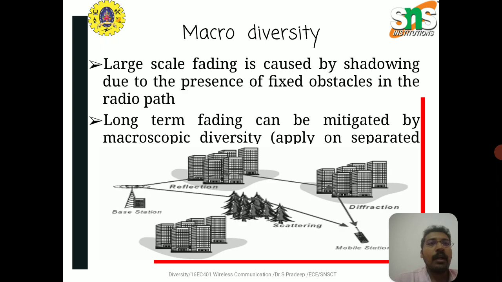Macrodiversity. Large scale fading is caused by shadowing due to the presence of fixed obstacles in the radio path. Long-term fading can be mitigated by macroscopic diversity.